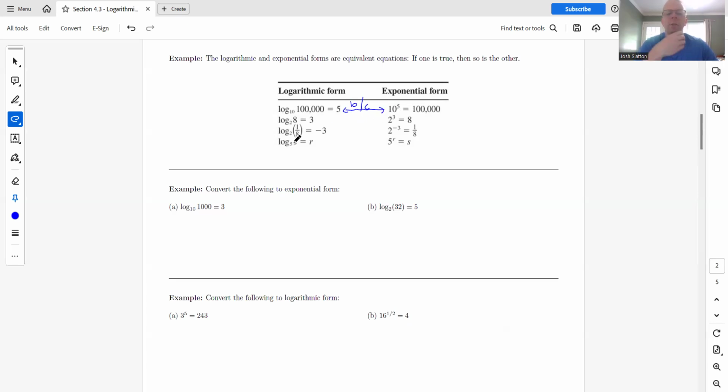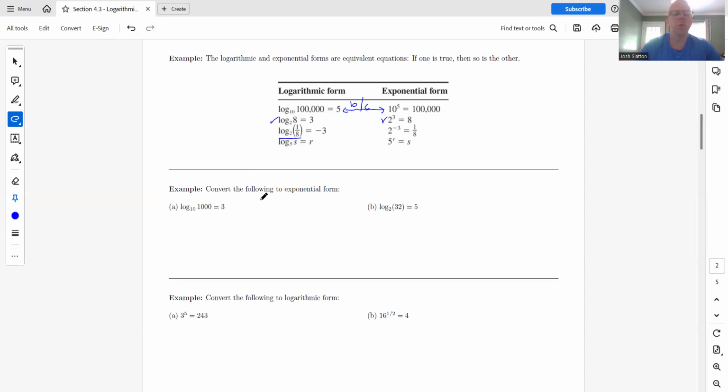What I want you to make sure you can recognize and get used to seeing is how to go from this form to that form. If you can do that, when you see just log base 2 of 1/8, for example, what does that equal? You would know it equals negative 3 because 2 to the negative third is 1/8. We'll work through a little bit of this here.